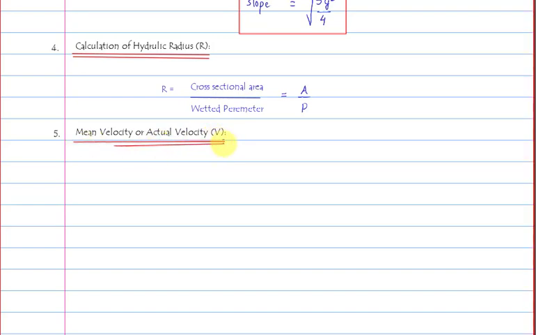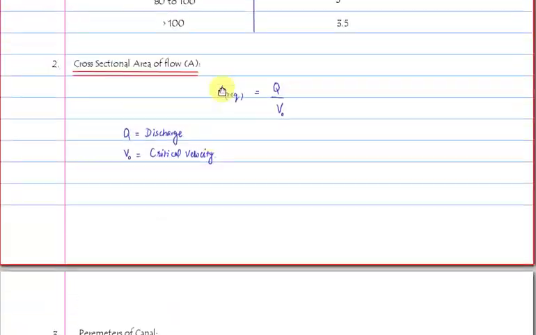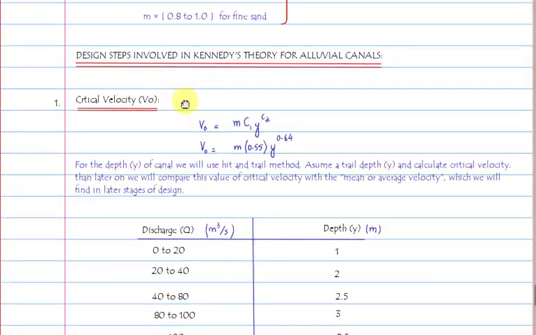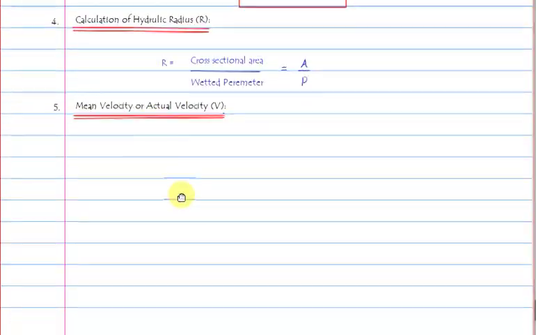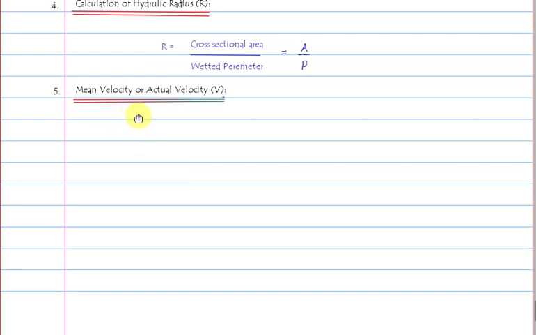Why are we finding the mean velocity? Because for designing purposes, as we have discussed above, for the depth y of the canal, we will use the hit and trial method, assume a trial depth y and calculate critical velocity. And later on, we will compare this value of critical velocity with the mean velocity, average velocity, or actual velocity, which we are now finding in the fifth step. So here we are supposed to find out the mean velocity or actual velocity.